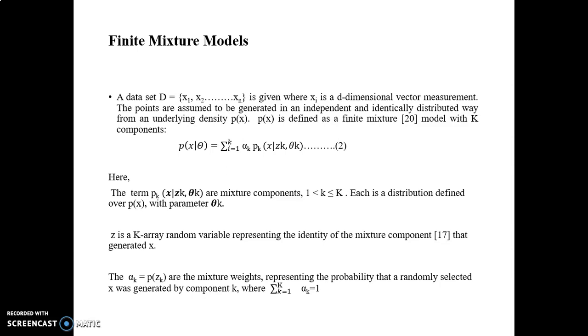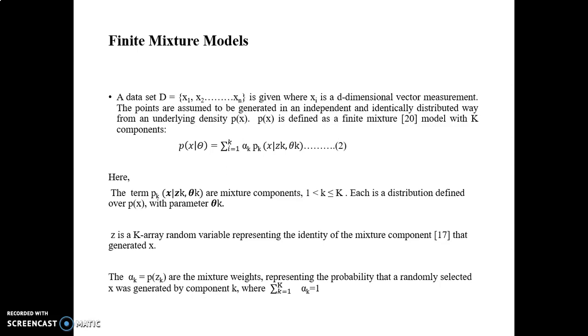In the finite mixture model, we can take one kind of data set which is called D. It consists of data x1 to xn, where xi is a d-dimensional vector measurement, and the points are assumed to be generated in an independent and identically distributed way from an underlying density, which is called p(x). Now p(x) is defined as a finite mixture model with k number of components.